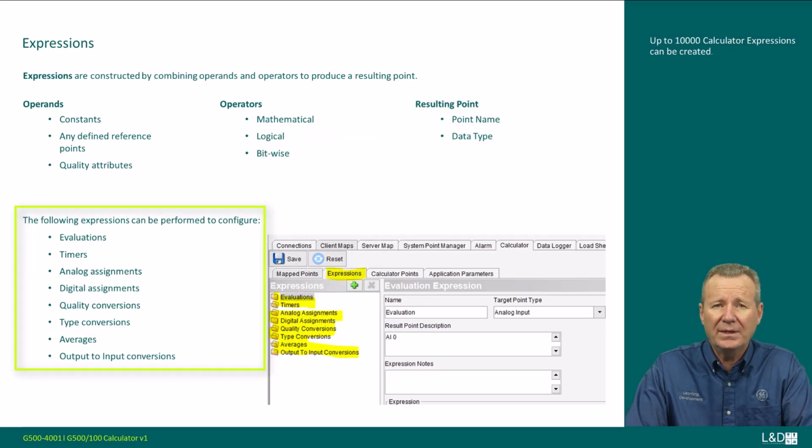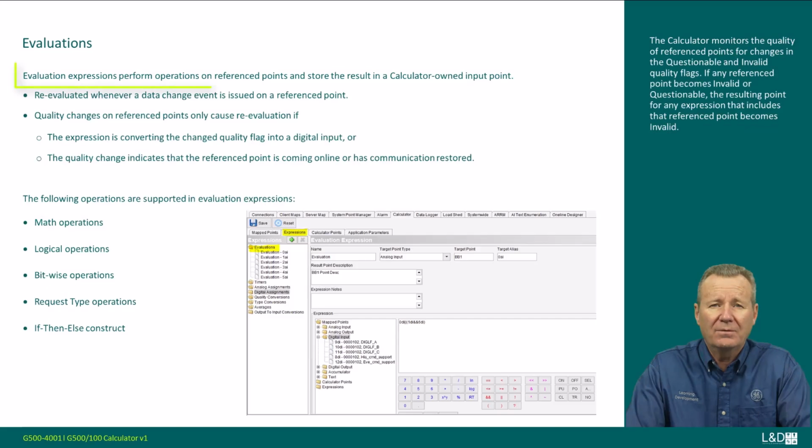The following related actions can be performed to configure evaluations, timers, analog assignments, digital assignments, quality conversions, type conversions, averages, and lastly, output to input conversions. Evaluation expressions perform operations on reference points and store the result in a calculator-owned input point. Evaluation expressions are re-evaluated whenever a data change event is issued on a point referenced by the expression.